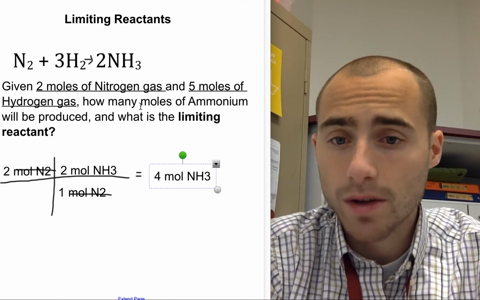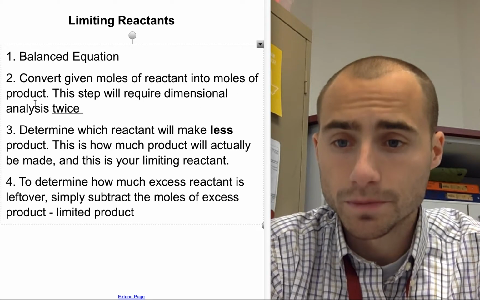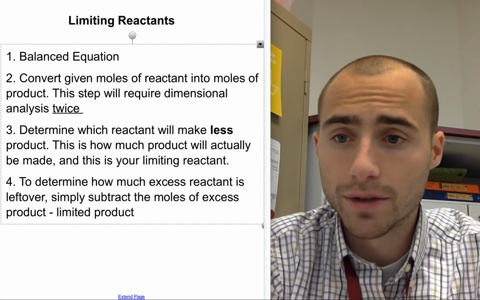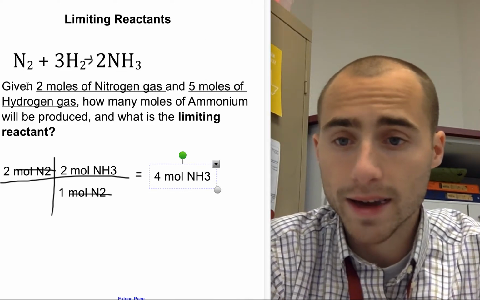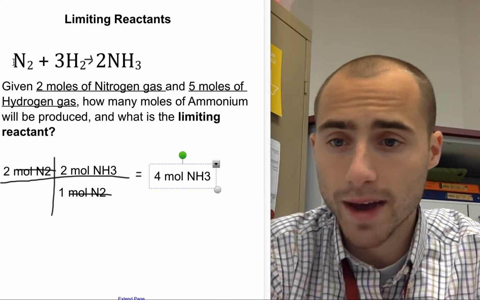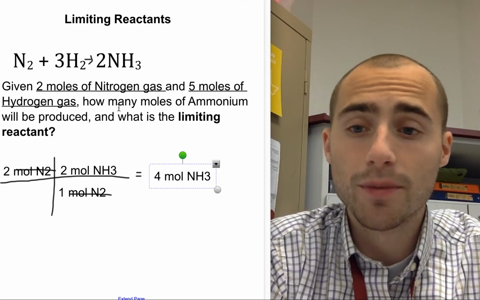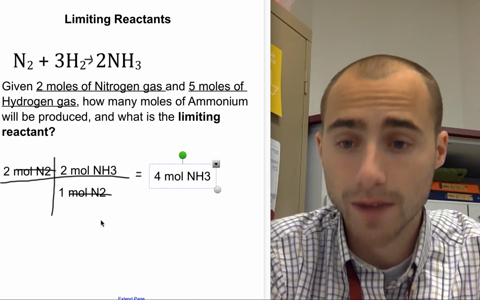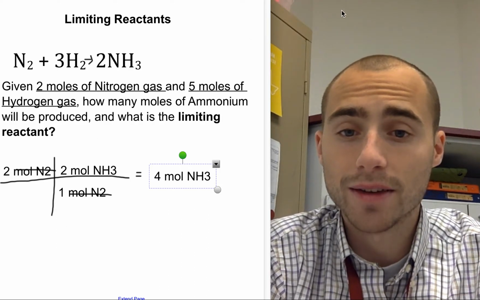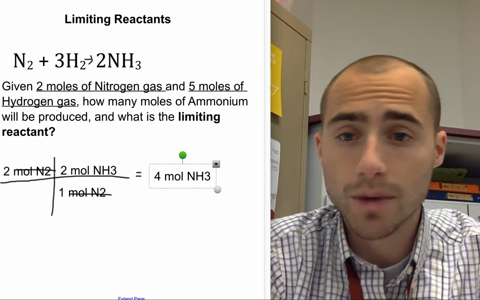So next, it says right here, this will require dimensional analysis twice. That's because you're going to be given moles of both reactants. So we have moles of nitrogen gas, that's this reactant, and we're given 5 moles of hydrogen gas, that's this reactant. So now we have to do the same process, but with hydrogen gas to see how many moles it will produce.